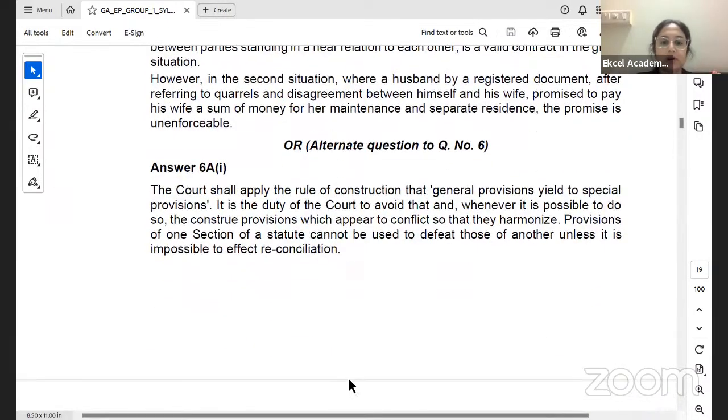Okay, next we will go to the alternate question, that is 6A. Okay, 6A1. The first one is, what principle of statutory interpretation shall be applied by the courts when there is a conflict between a general and special provision? See, this is related to General Clauses Act.